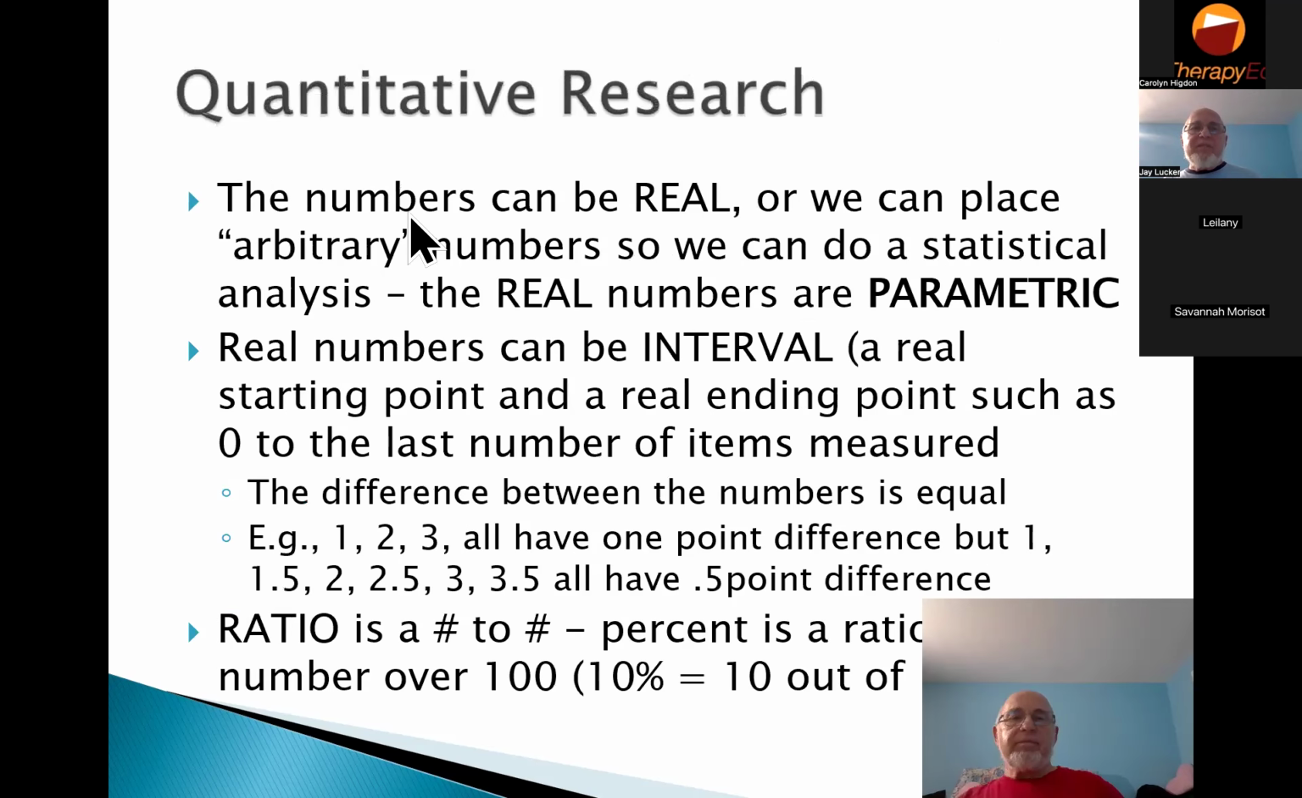Okay. Quantitative research, real numbers. The numbers that we use are called parametric numbers. They're real numbers that go by an interval. Here's an example. The numbers I used at the bottom, 1, 2, 3, all have 1 point difference. 1 or 0.5, 1.5, 2, 2.5, 3, 3.5, etc. Those are real numbers. 80%, that's a real number. 20%, that's a real number. Good. And I'm going to make that the number 1. It's not a real number.